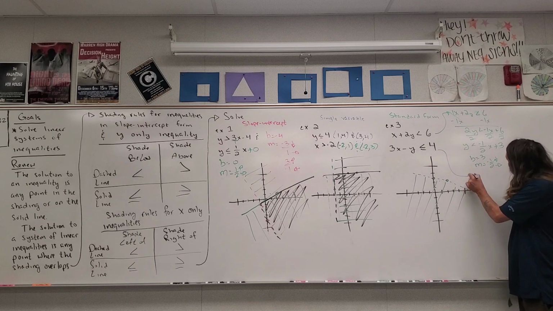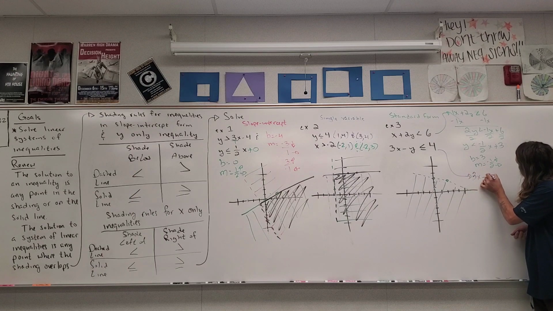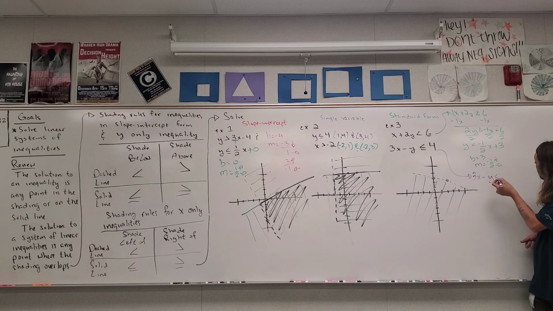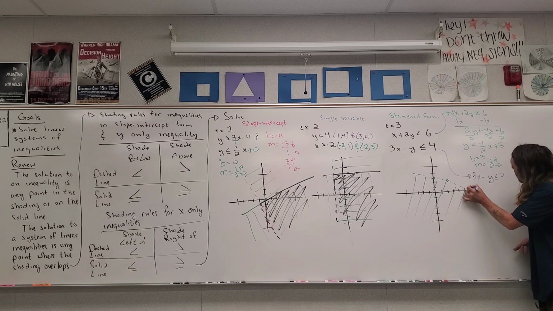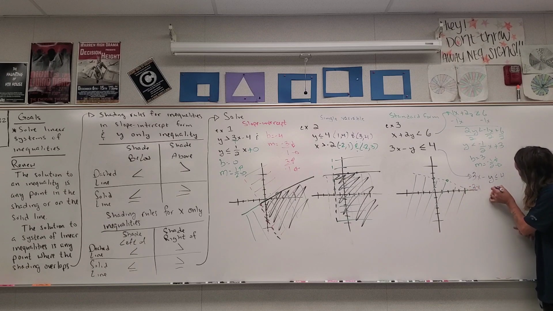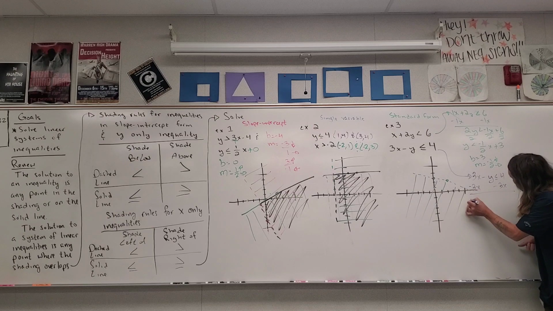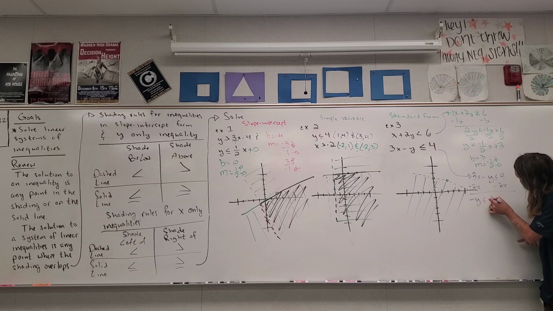Okay. So here I have 3x minus y is less than or equal to 4. So again, I'm going to start by adding and subtracting the ax value to the other side, and I get negative y is less than or equal to minus 3x plus 4.